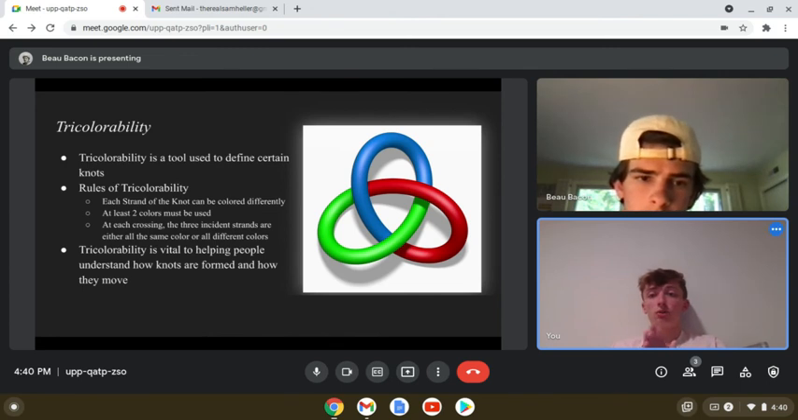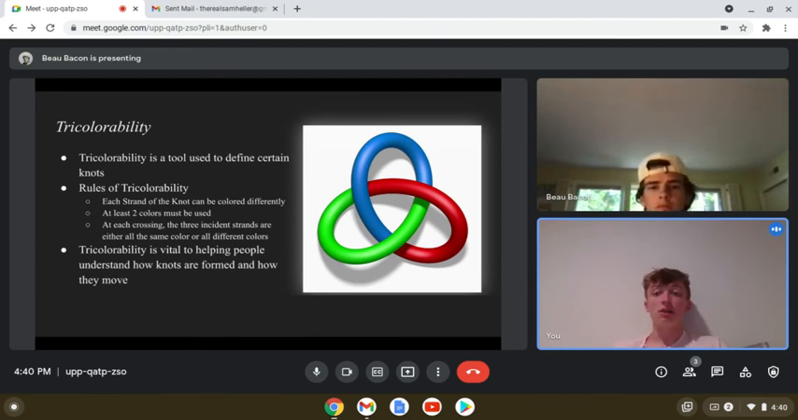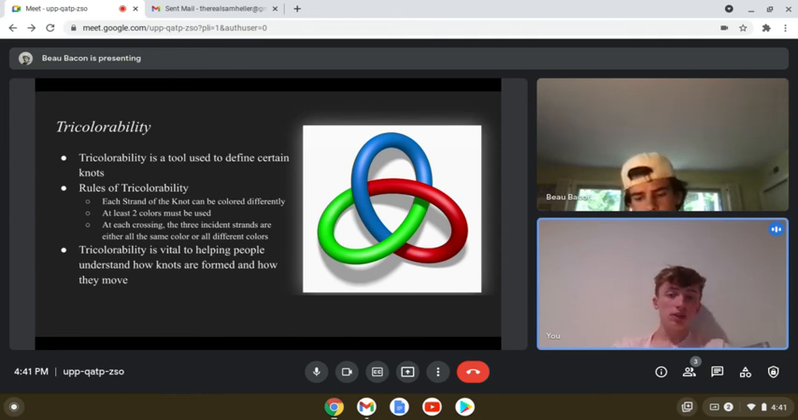Okay, so tricolorability is a very important tool that mathematicians often use to define certain knots. There are 3 main rules of tricolorability. There's really only one that really matters. The first one is each strand of the knot can be colored differently. As you can see here, each strand of the knot has a different color that correlates with it. At least 2 colors must be used. Typically, it's 3 because that's why it's called tricolorability. But in reality, the rule is that only 2 must be used.